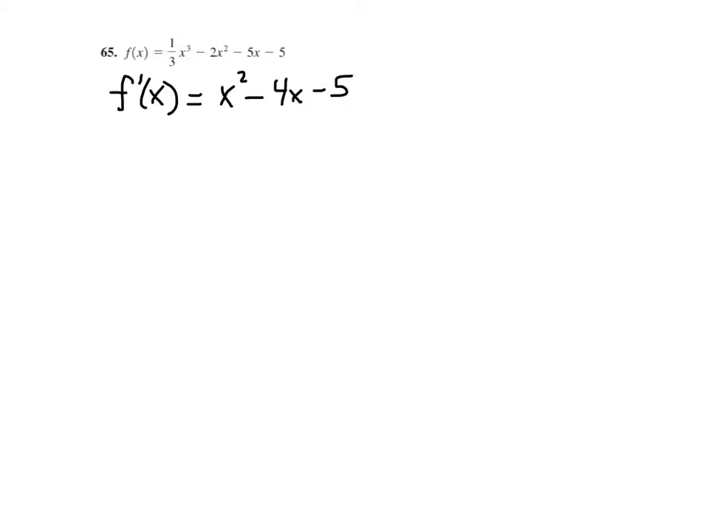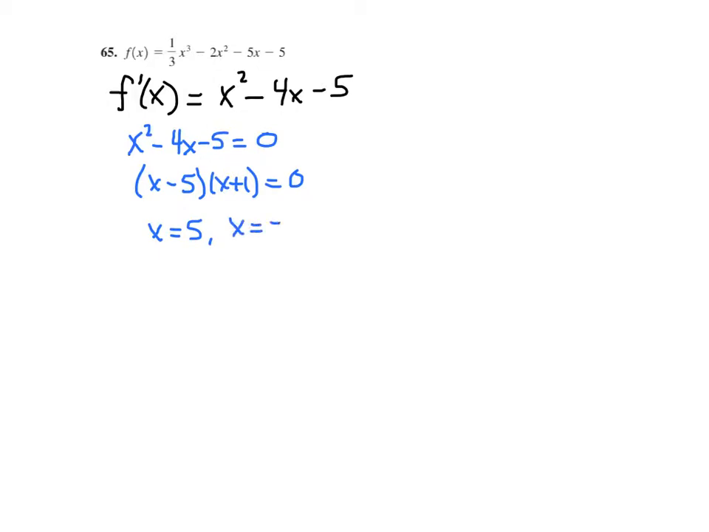And again, it's a polynomial, so the critical points will be at the zeros of the polynomial. So I'm going to set x squared minus 4x minus 5 equal to 0. And you can use your favorite technique for solving this quadratic. It looks like this factors pretty easily, so I'm going to use factoring and the zero product property. This factors as x minus 5 and x plus 1. By the zero product property, I either get x equals 5 or x equals negative 1. Those are my two critical points.